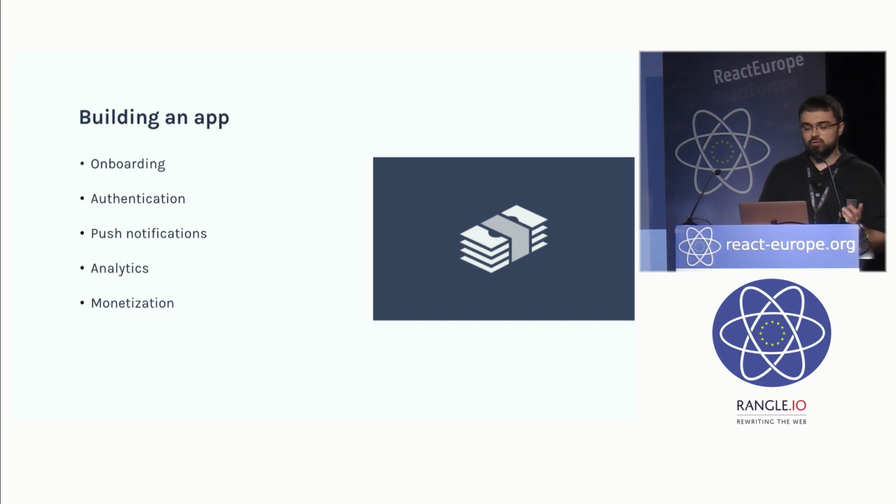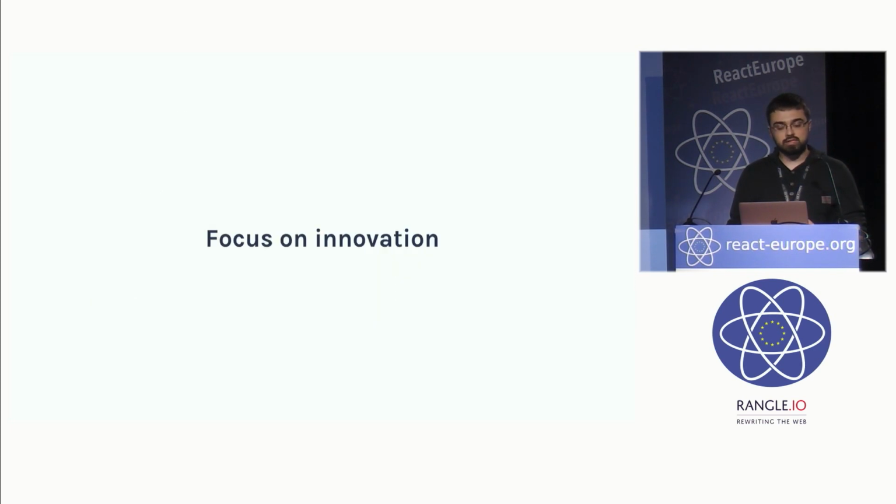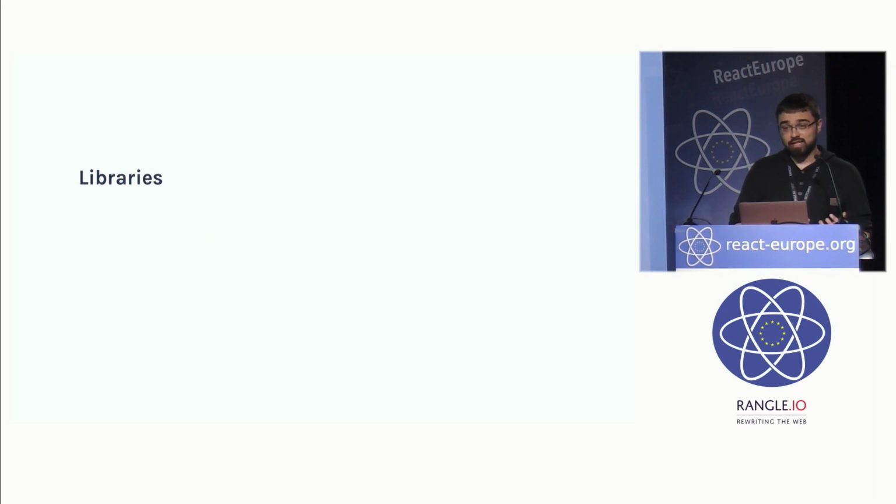But people don't use Instagram because of push notifications, analytics, or ads, right? They use it to share photos with filters. So why don't we exclusively focus on innovation? Why do we waste such a big portion of our time re-implementing features? So we started encapsulating recurring features into libraries. But there's still so much work left to do.